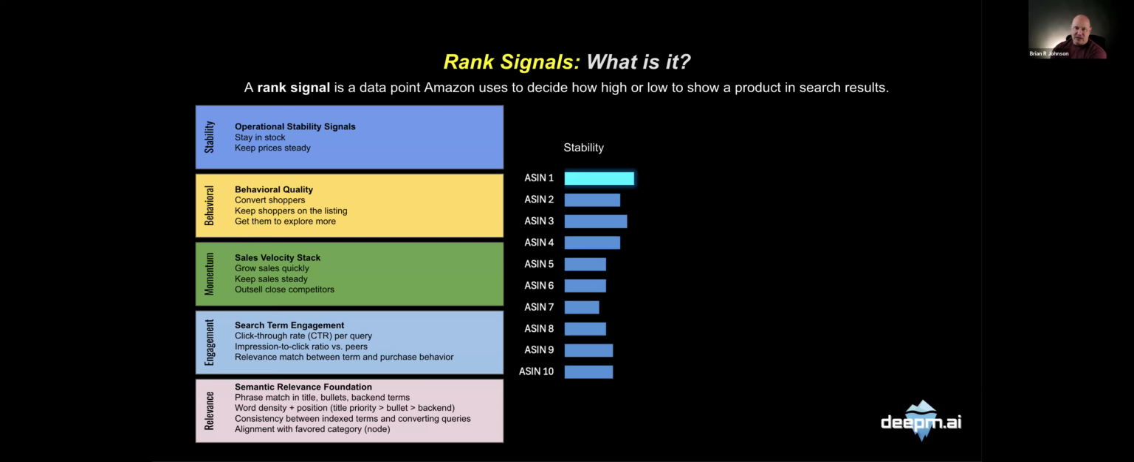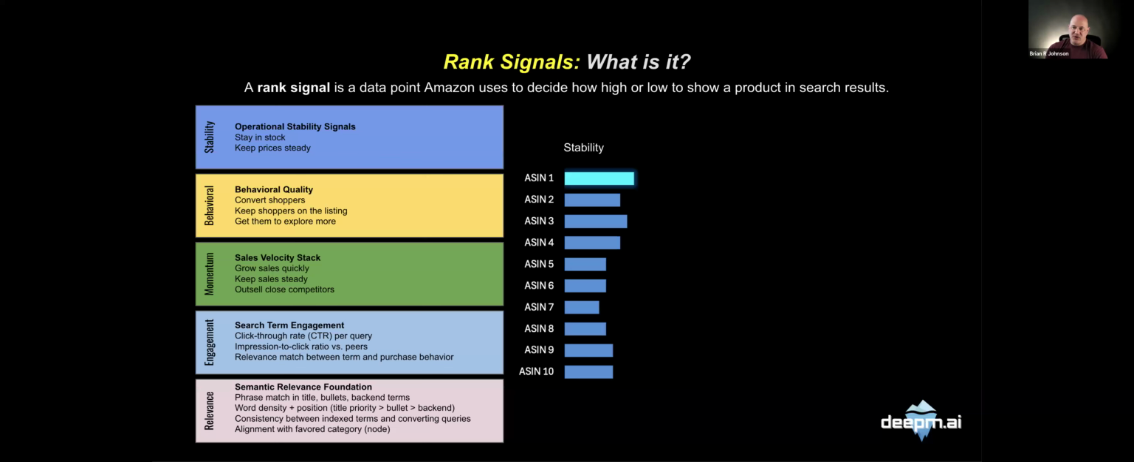So let's talk about rank signals. What the heck are rank signals? Rank signals are things that influence A9. They're data points that Amazon uses to decide whether or not they're going to rank your product higher. And those can be grouped into different types, different classes.